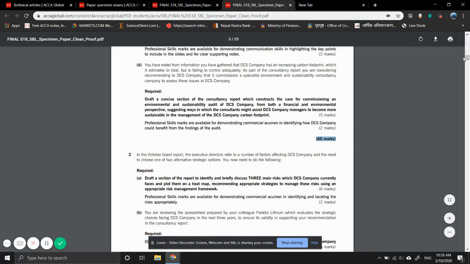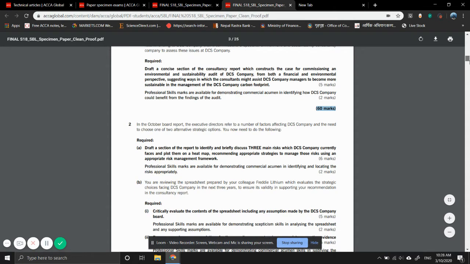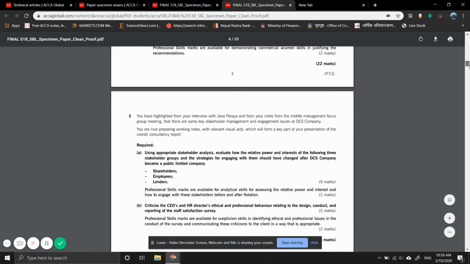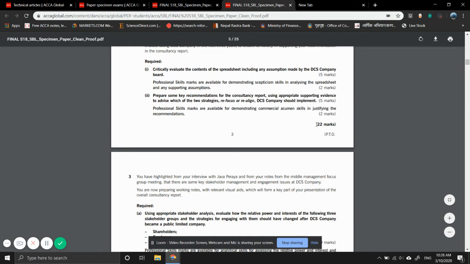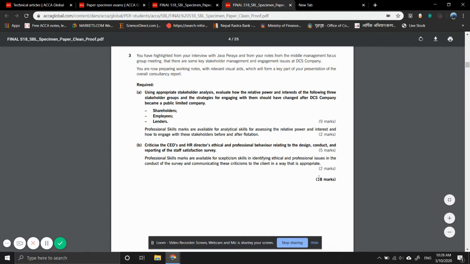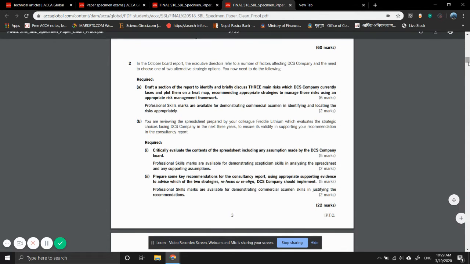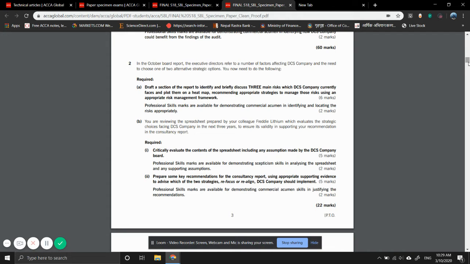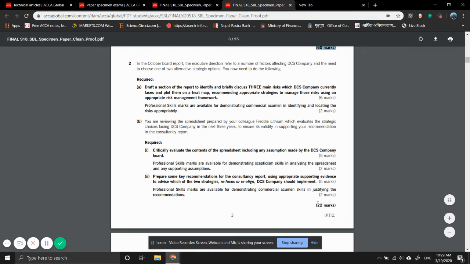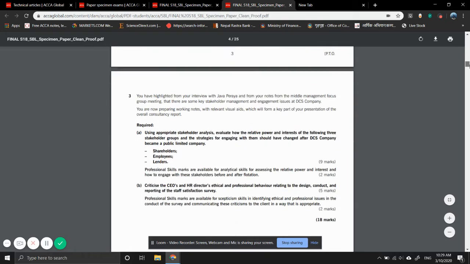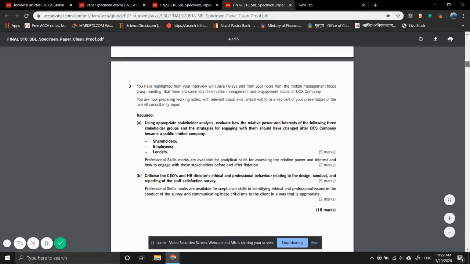Let's just look at the framework first of all. Question two is for 22 marks, and then the next is 18 marks. There is no exact breakdown like we used to have in SPR, like 50-50. That's not there, as you can see. Since this is 60, then 22, and then 18, that makes it 100. That's how they have divided the marks per question.